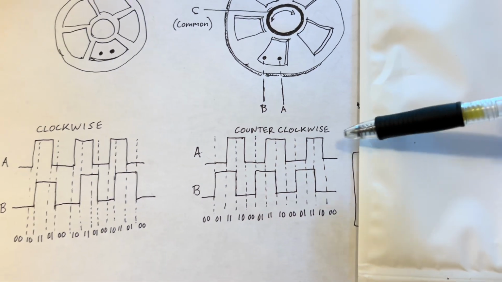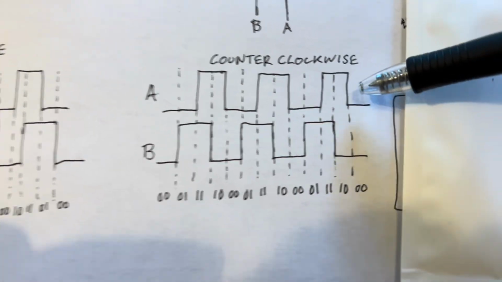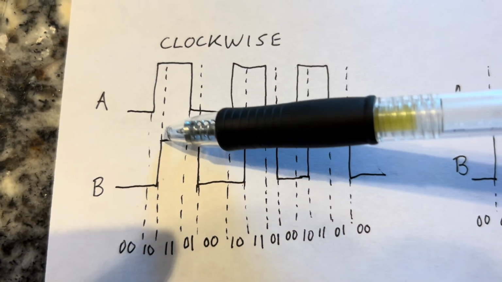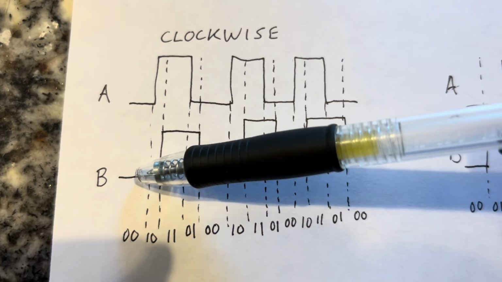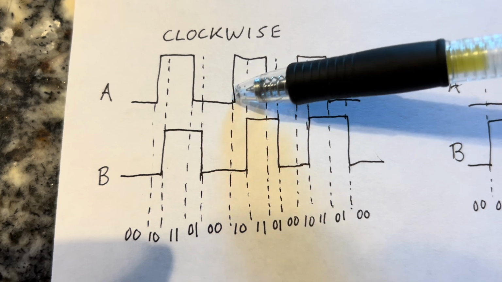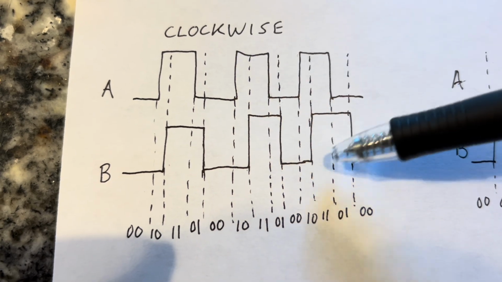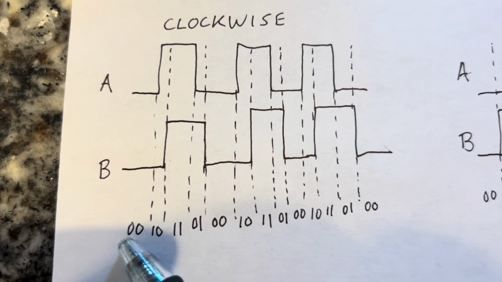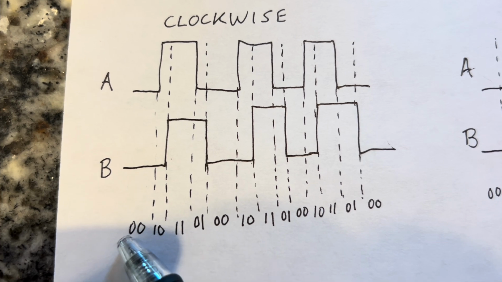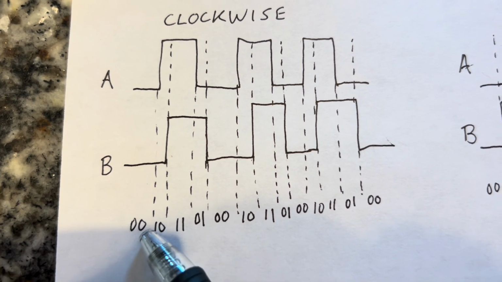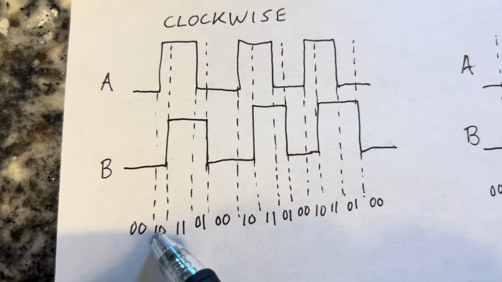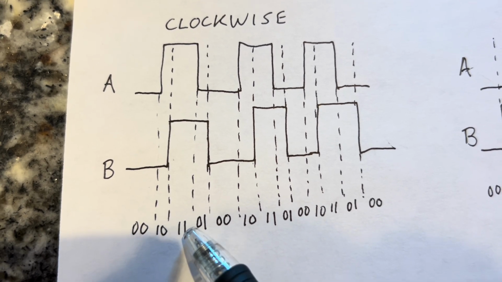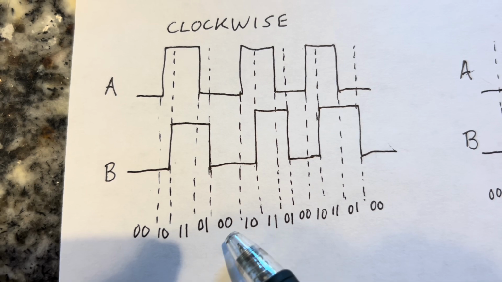So here's a representation of that graphically. Let's go with clockwise first. The A pin goes on first, followed by the B pin, and so on. If you're going to represent these in a binary fashion, with A being the first, the most significant bit, and B being the least significant bit, there would be 0, 0, then 1, 0, 1, 1, 0, 1, and 0, 0 when they're both off again.